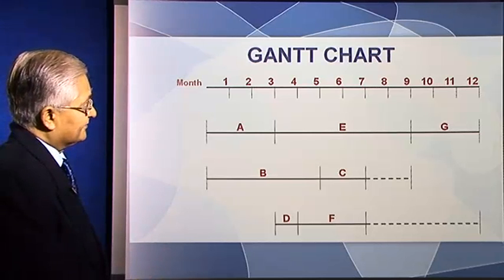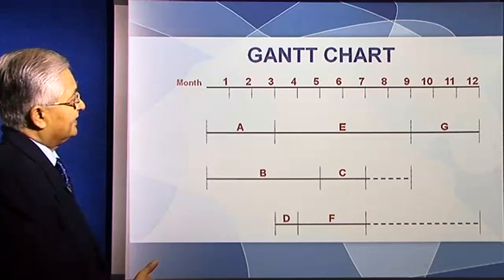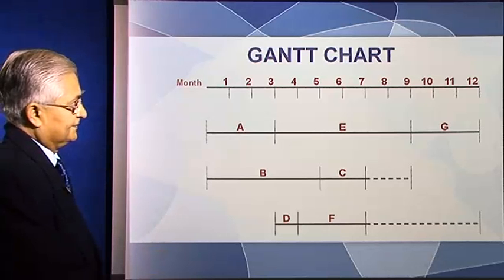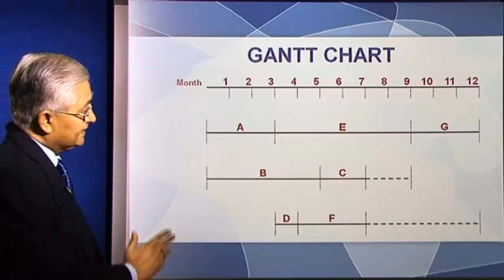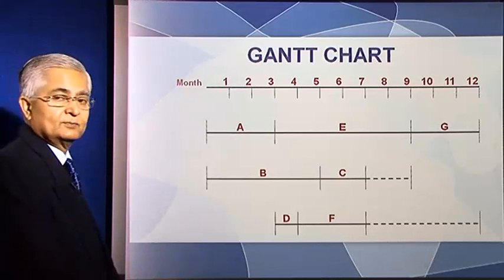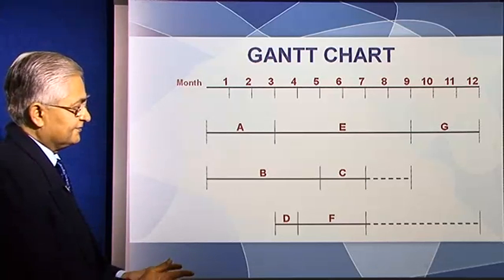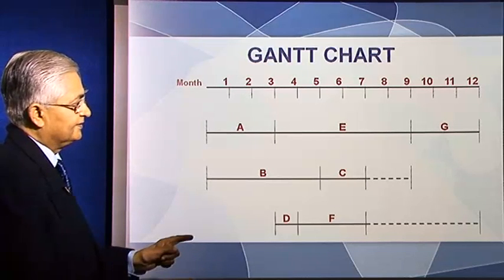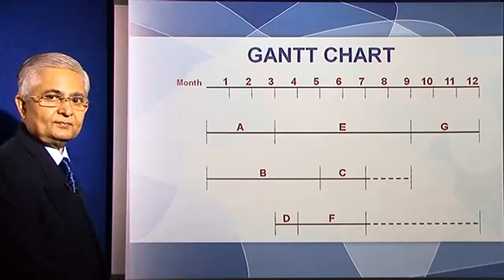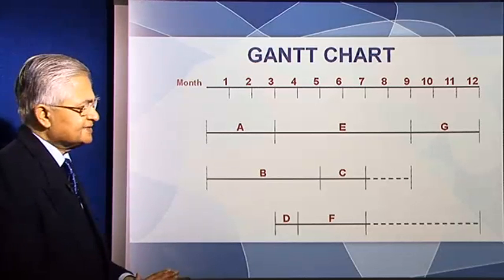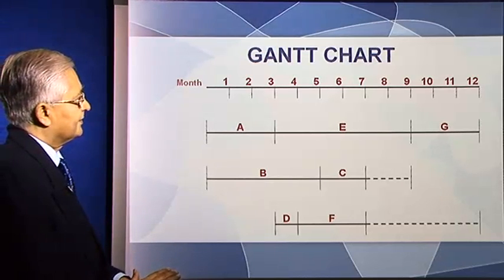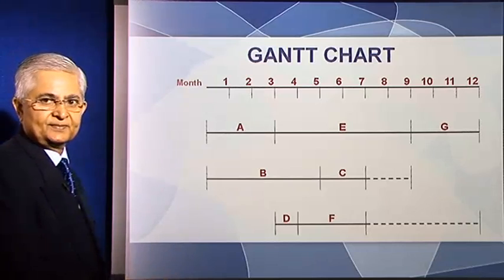In the case of F, F can get over in the 7th month, but F need get over only in the 12th month. So in the case of F, there is a float of 5 months, right? So this is the kind of information that you get from the GANTT chart.